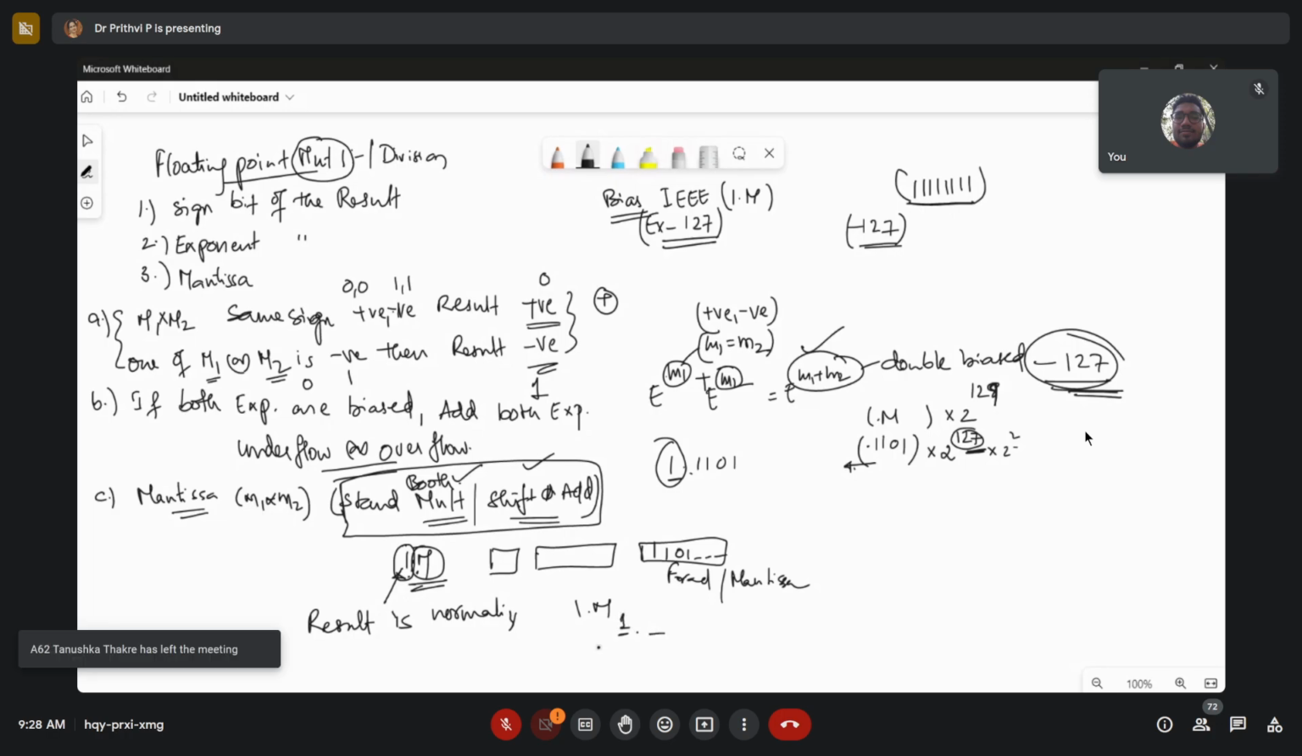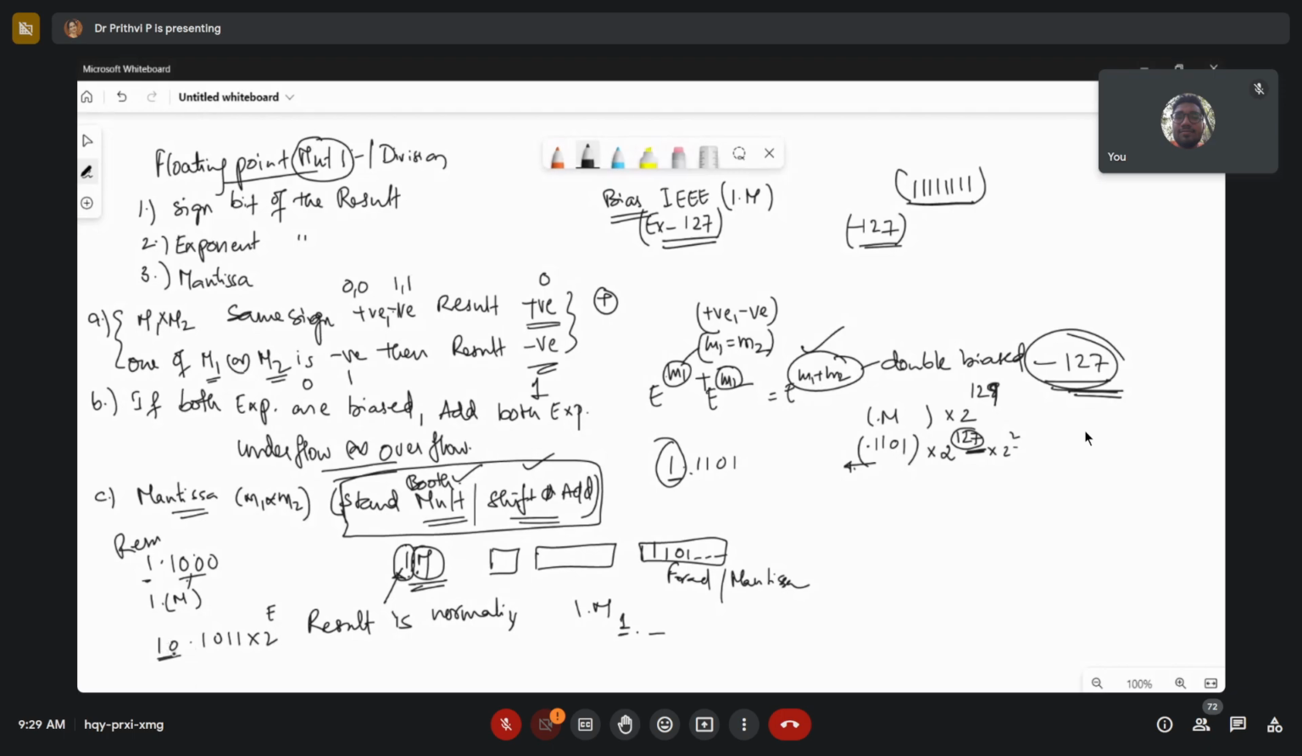When you multiply, if the product is not following this, say you get 1.10, some result, then this is a normalized form: you are getting 1.m. But if the result is not of this form, into 2 power the exponent I am getting, what should I do? I need to do a shifting operation.